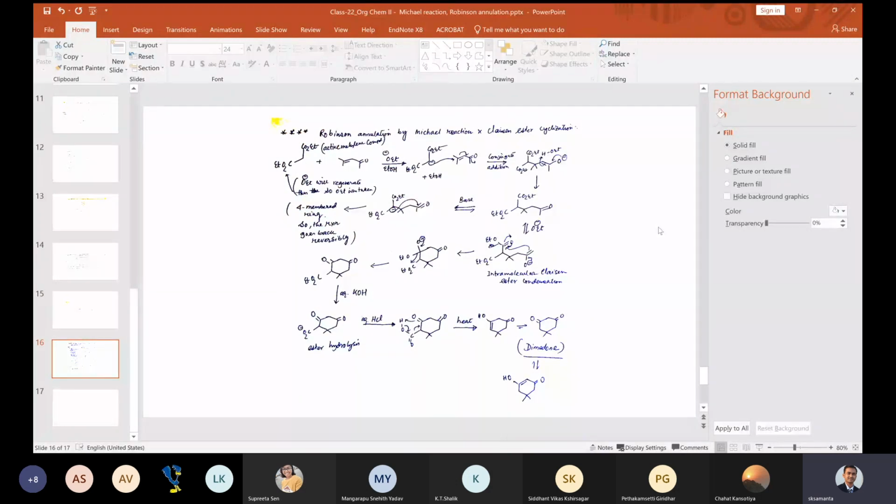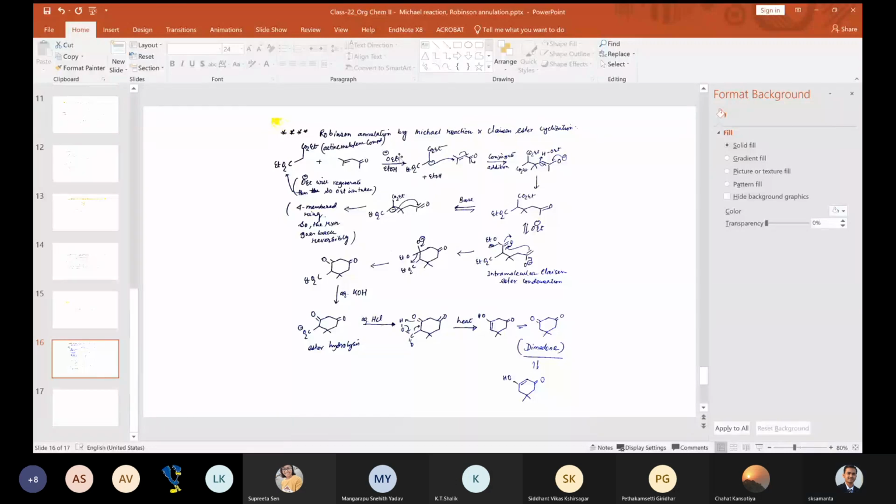Now we have already told that Robinson annulation means it's a Michael reaction followed by aldol condensation. But Robinson annulation could also take place if we do Michael reaction followed by Claisen-ester cyclization. Instead of aldol, do the Claisen-ester cyclization. So we can take this diethyl malonate and this Michael acceptor.